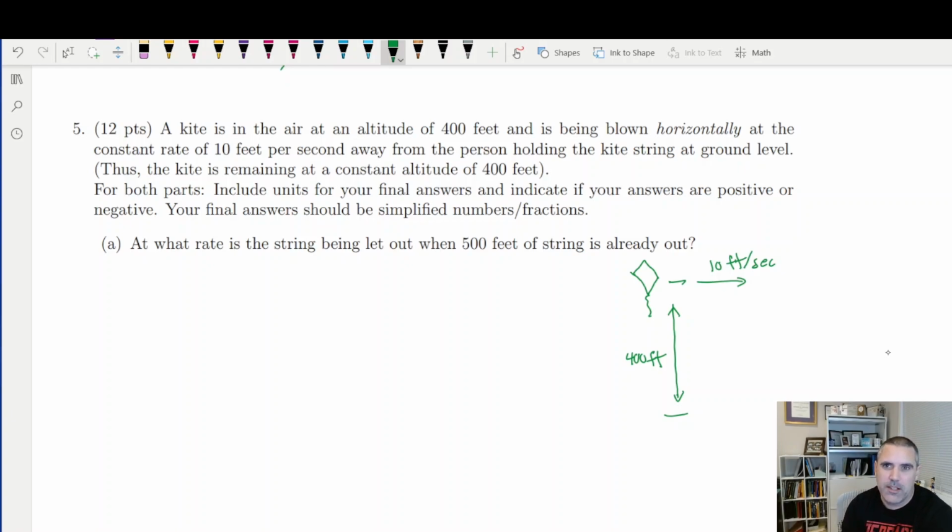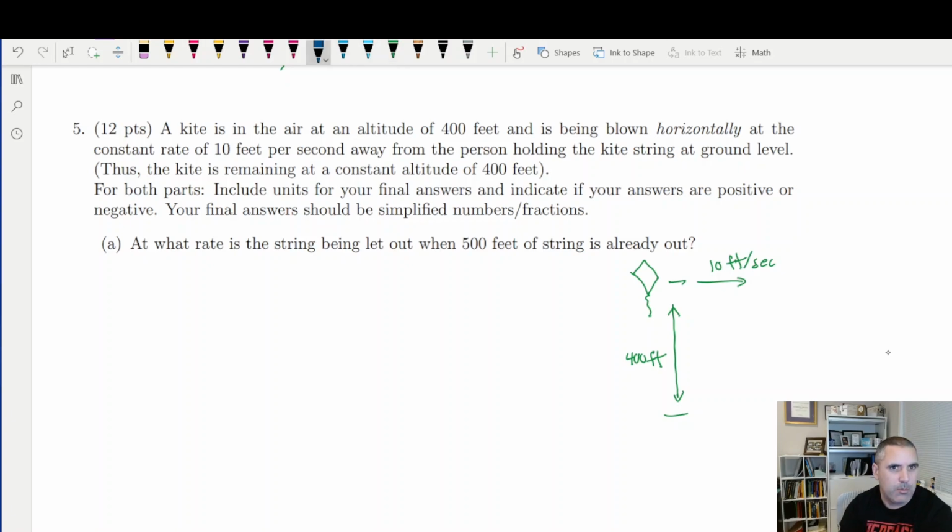From the person holding the kite on the ground. Thus the kite is remaining at a constant 400 feet. Okay, fine. For both parts, include units in your final answer. If your answers are positive or negative, your final answer should be simplified. At what rate is the string being let out when 500 feet of string is already out?